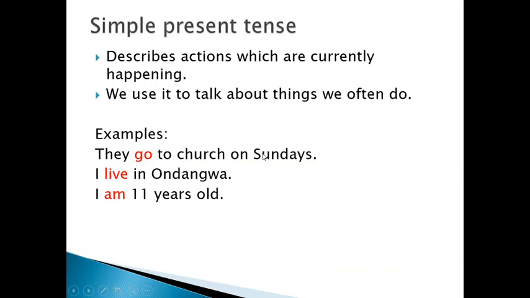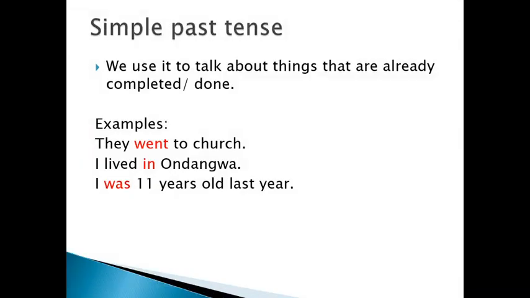They go to church on Sundays. Because they go, this shows something that we usually do, so it's in present tense. I live in Ondangwa. This shows that this sentence is in simple present tense because the person is currently living in Ondangwa. I am 11 years old. It tells you that the person is currently 11 years old. So that is simple present tense.